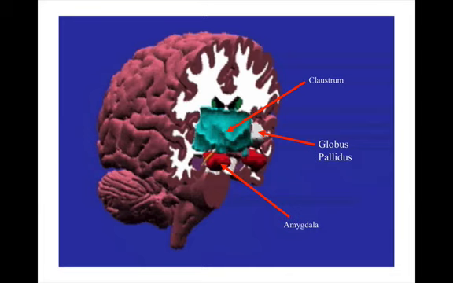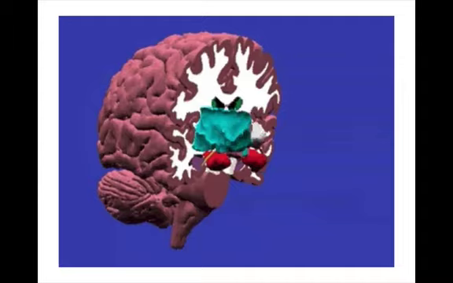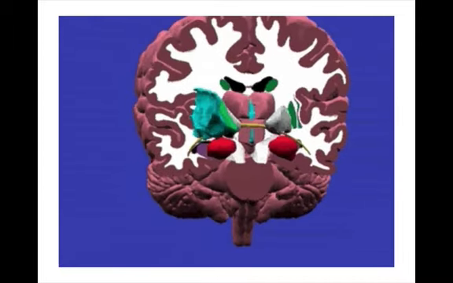I pointed out the globus pallidus a few moments ago. It's also an important part of the basal ganglia, and the claustrum is a bit in the way here. But when we rotate, we see the globus pallidus is nestled in under part of the striatum, which is coloured green, and right next to the thalamus. And there's a lot of connectivity from the striatum to the globus pallidus, and from the globus pallidus to the thalamus.